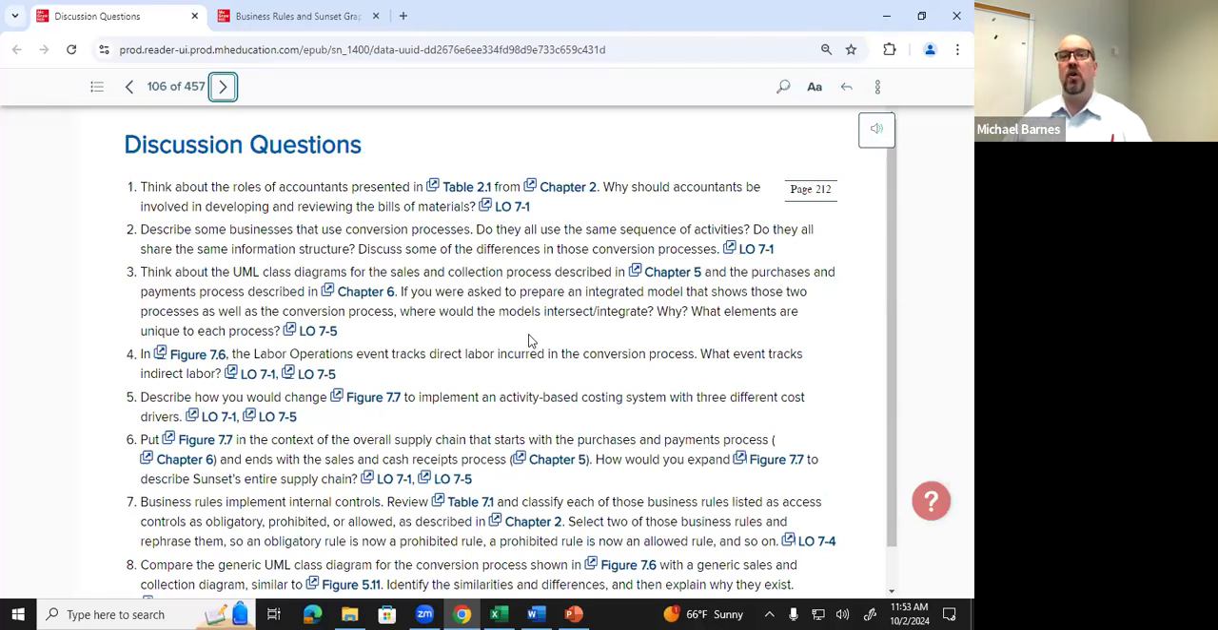Okay. So I'm going to skip the last part of this question. And the reason why is because I have already told you that you need to know how to create all three UML diagrams.